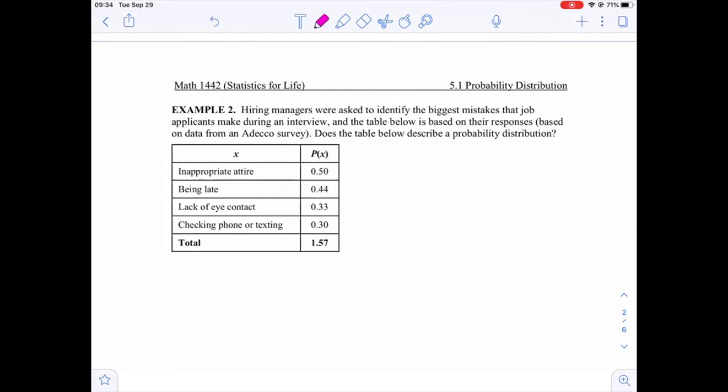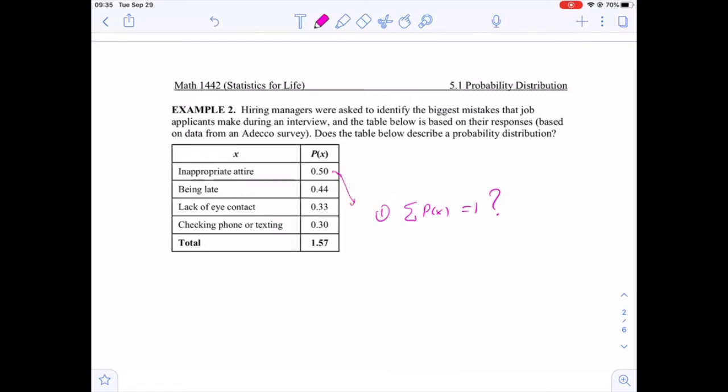Now we have an example here. In this example, hiring managers were asked to identify the biggest mistakes that job applicants make during an interview. The table below is based on their responses, based on data from an Adecco survey. Does the table below describe a probability distribution? So let's check the two conditions. The first condition is that the sum of the probabilities is equal to 1. We want to check this.